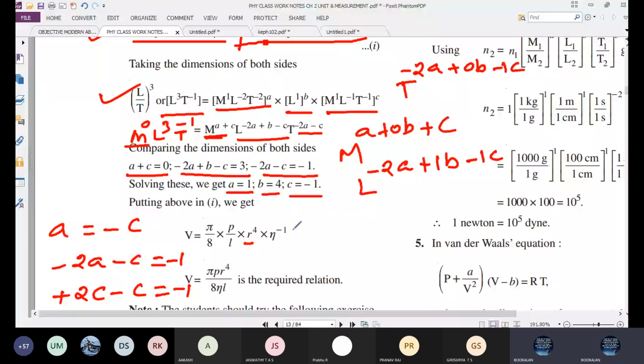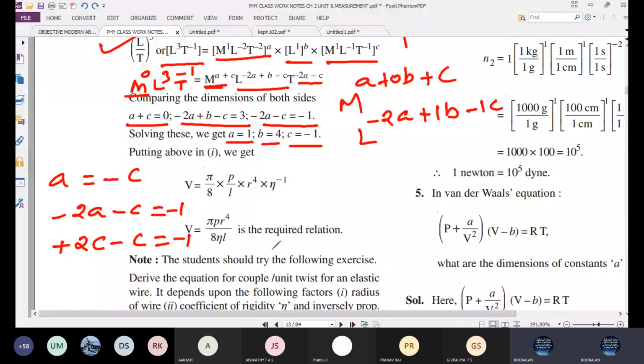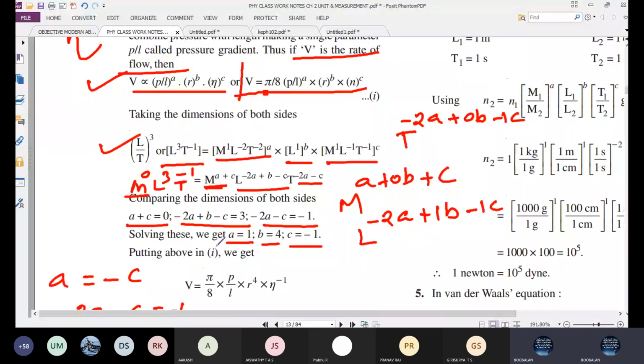So finally, you will get the relation for the given equation: V equal to pi P R power 4 divided by 8 neta L. Okay. Based on the dimension formula, we can derive one physical quantity formula or one equation also.